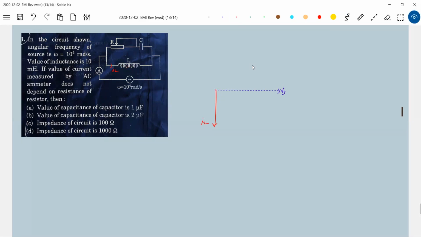Now what is the RC circuit? A lead circuit, no? The current through the RC circuit here is going to lead. Let me write IRC. This current compared to the applied voltage should lead, no? So that IRC I'm bringing here.